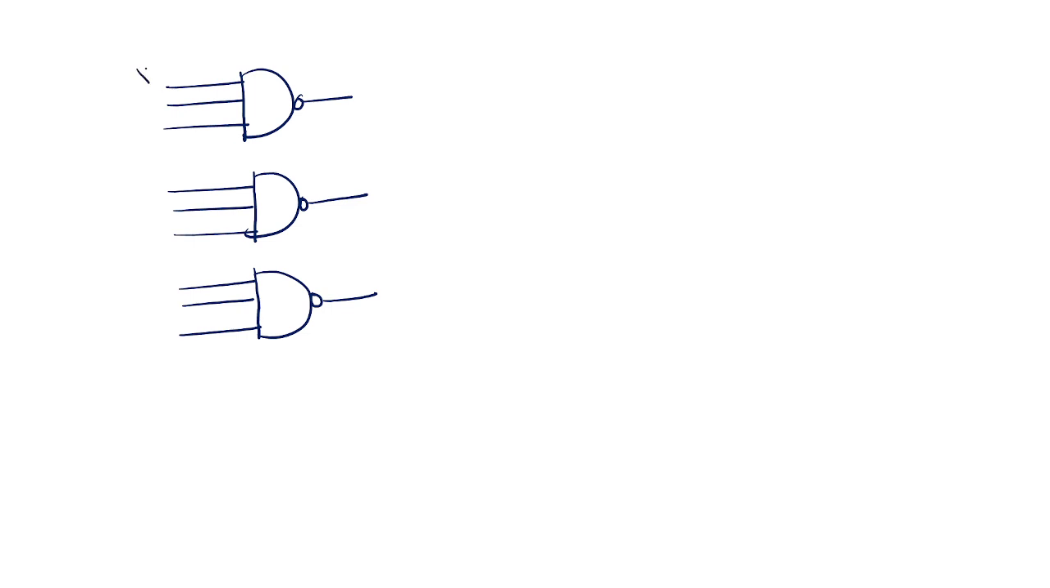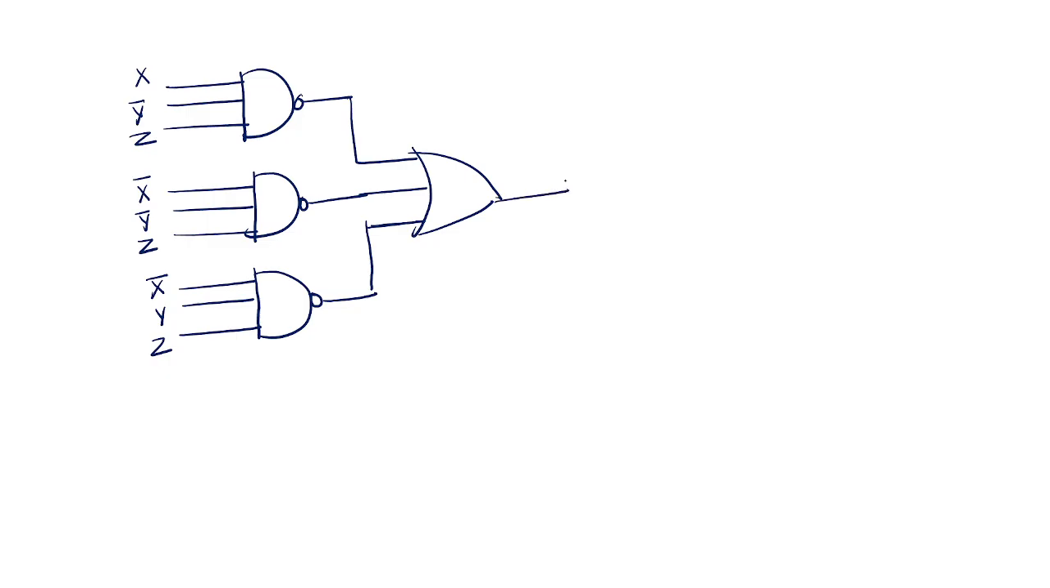So this is X, Y bar, Z. This is X bar, Y bar, Z, X bar, Y, Z. Okay. So this is given to an OR gate. So what is the redundant gate? Gates 1, 2, 3, and next 4.